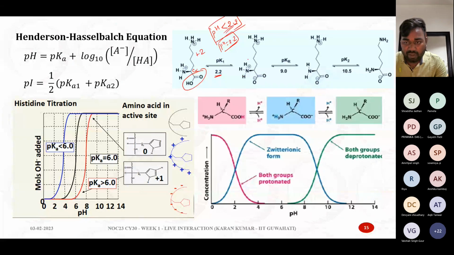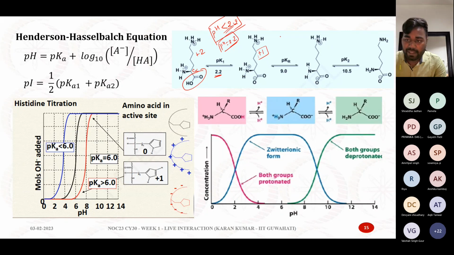But neither the alpha amino group nor the side chain amino group will lose its proton, because they will lose it at higher pH, right? So from pH 2.2 to 9, it will exist in +1 charge, because there are now two positive and one negative charge. So the net charge is +1.